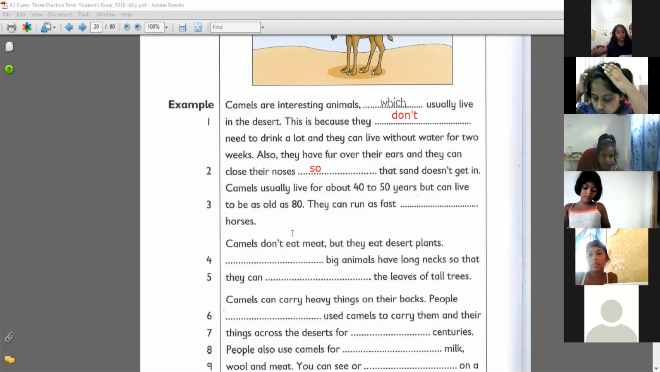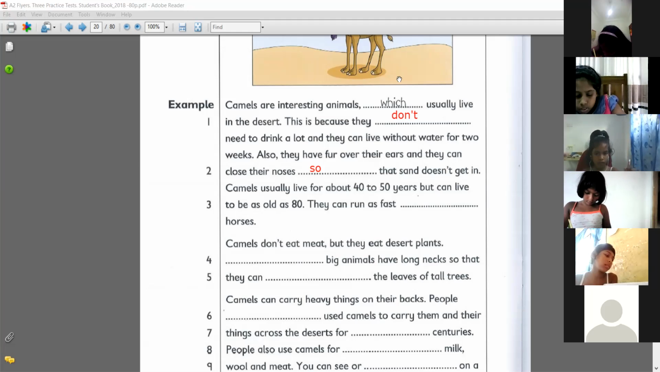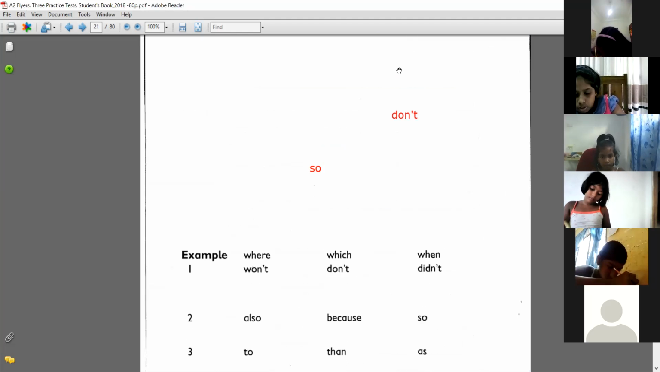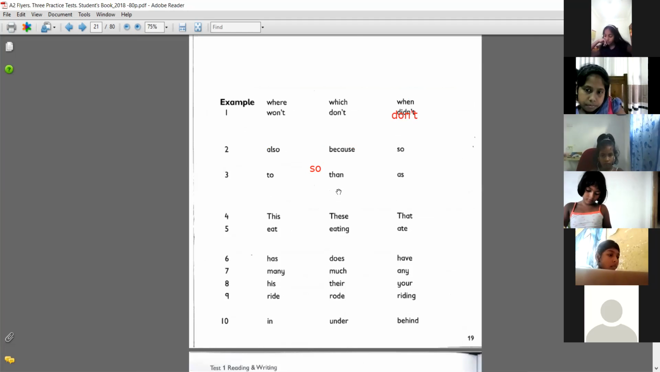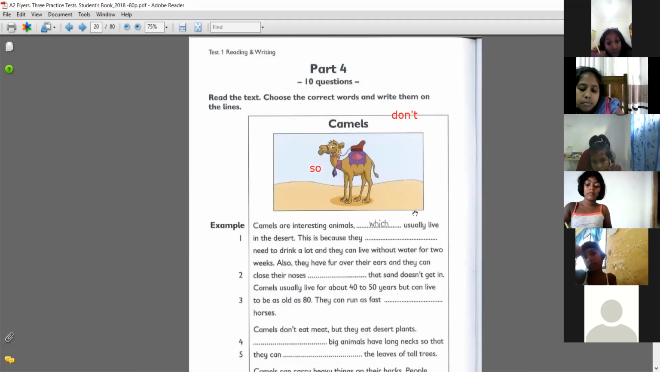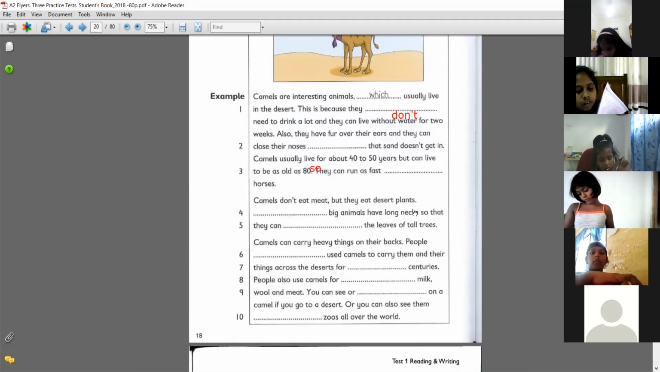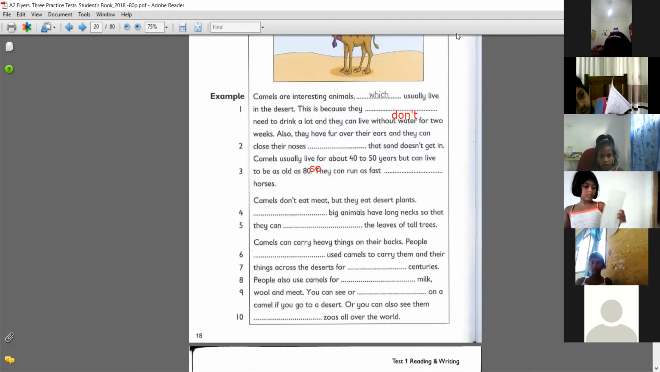It means the sand does not go in. So the second answer is so. Camels. They have given another three answers: this, these and that. You know that very well. This means this one, these means these ones, that means that one. Camels.